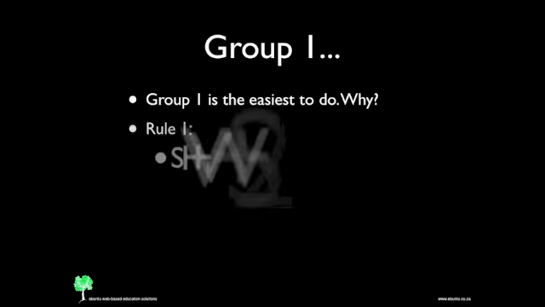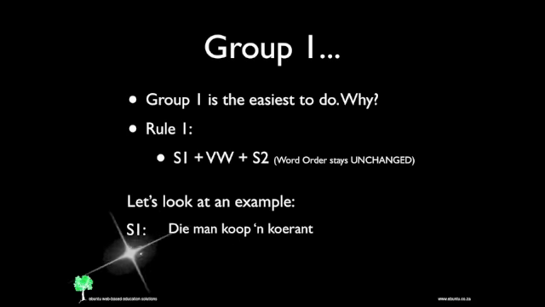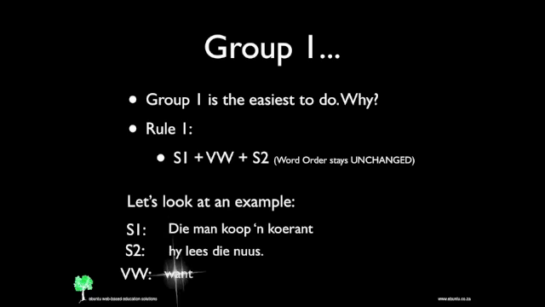Why? Well, if you look at the rule, S1 plus VW plus S2, the word order stays unchanged. So if you look at an example, sentence 1, die man koop 'n koerant. Sentence 2, hy lees die nuus, and the conjunction we're going to use is want. Sentence 1 means the man buys a newspaper. Sentence 2 means he reads the news, and want, which means because, is your conjunction.